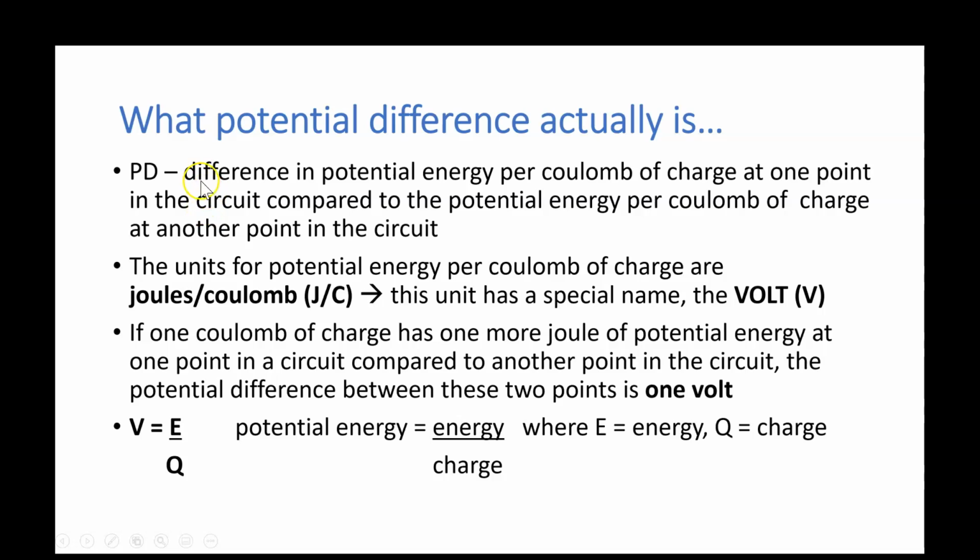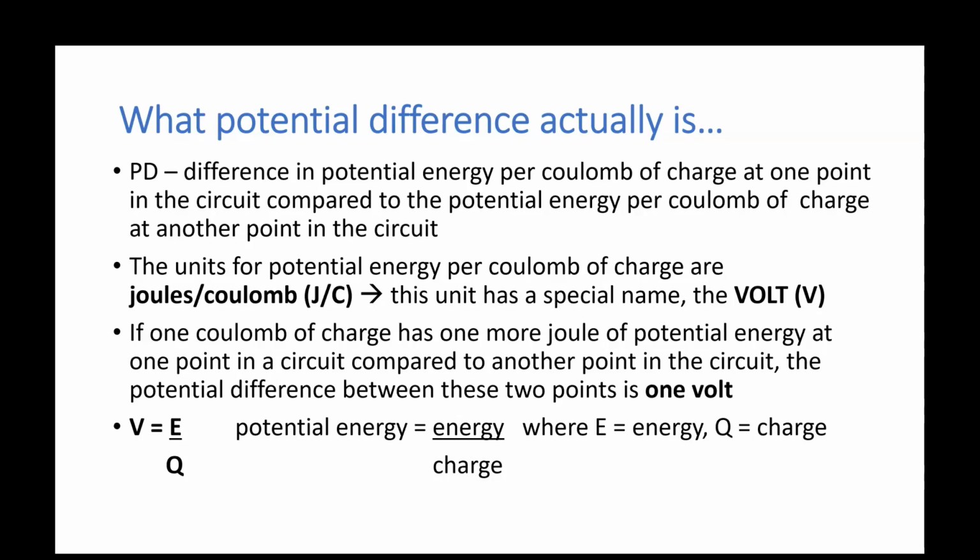Potential difference is the difference in potential energy per coulomb of charge at one point in the circuit compared to the potential energy per coulomb of charge at another point in the circuit. The units for potential energy per coulomb of charge are joules per coulomb, or J over C, and this unit has a special name, which is the volt.